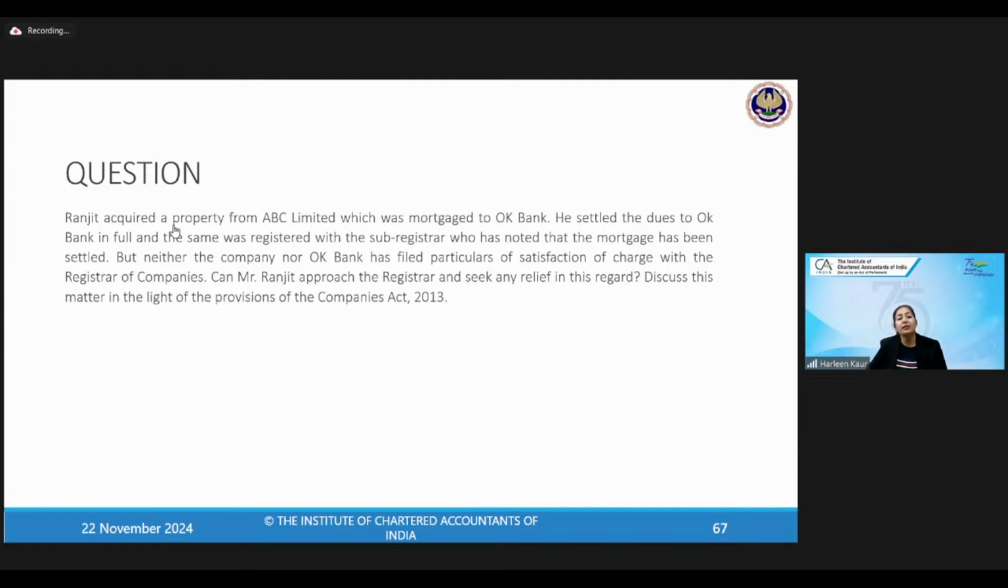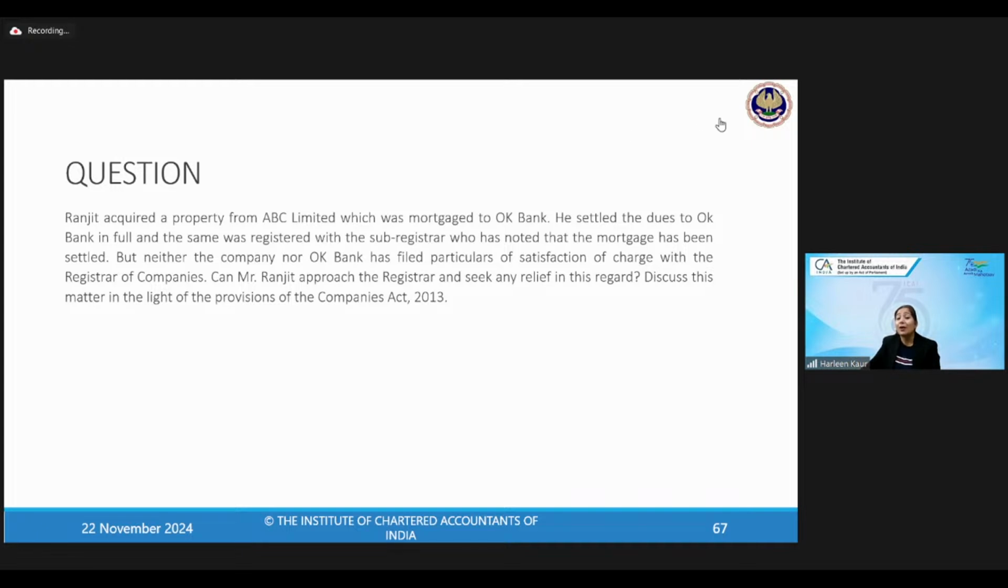Okay. Ranjit acquired a property from ABC Limited, which was mortgaged to OK Bank. He settled the dues to OK Bank in full, and the same was registered with the sub-registrar, who has noted that the mortgage has been settled. But neither the company nor OK Bank has filed particulars of satisfaction with the registrar of companies. Can Ranjit approach the registrar and seek any relief with regard to this?